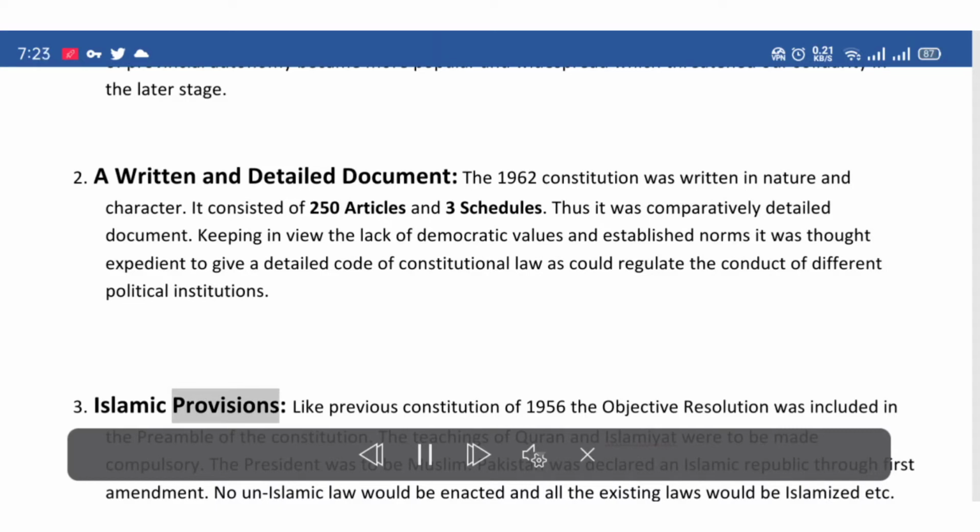Islamic provisions. Like the previous Constitution of 1956, the Objectives Resolution was included in the preamble of the Constitution. The teachings of Quran and Islamiyat were to be made compulsory. The President was to be Muslim. Pakistan was declared an Islamic Republic through the First Amendment. No un-Islamic law would be enacted and all the existing laws would be Islamized, etc.